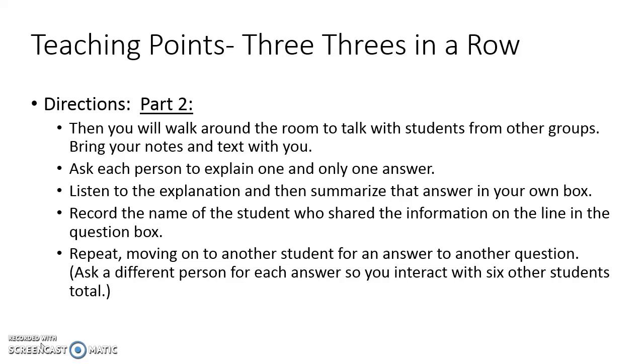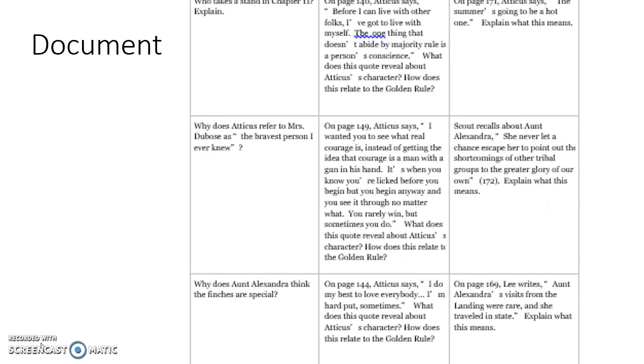You repeat, moving on to another student once you have one answer, and so on and so forth. So really, you should be going to 6 different students to get 6 different answers so that your sheet is completely filled out before returning to your seat. This is what the document would look like.